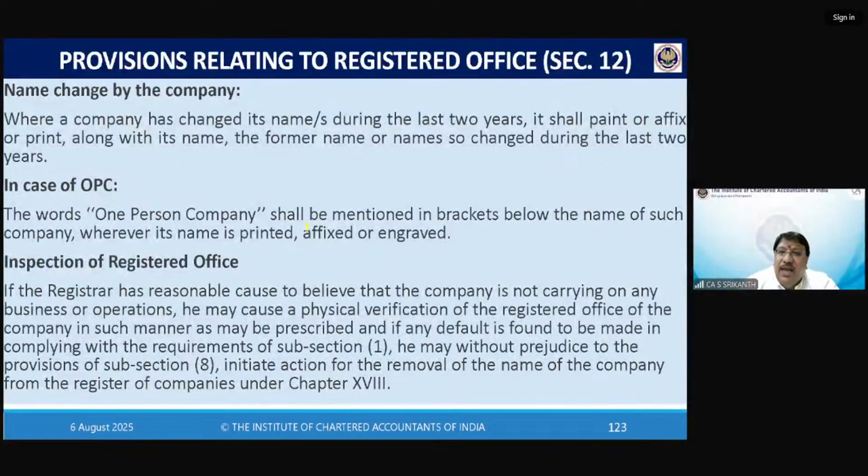Where a company changes the name, it should paint or affix the new name along with the former name, at least for 2 years. In the letterheads: NR and Company Limited, formerly Dubacor Limited. That's to go, so that everybody will know, oh, this is Dubacor Limited. Okay, now they've changed the name.